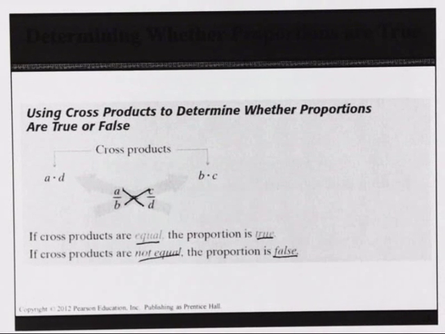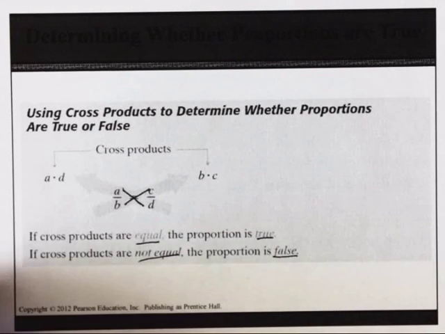And that's important. Obviously, if we're going to create a proportion, we want it to be true. If it's false, then that could obviously cause some issues.